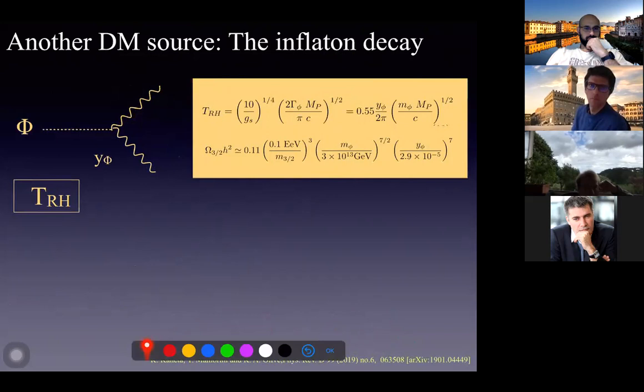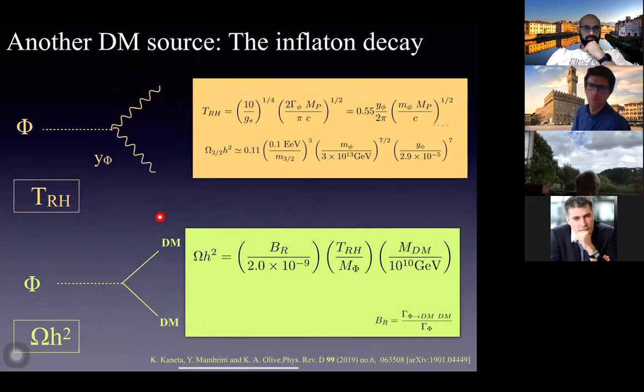If you want to refine a little bit more, you also have to add the production of dark matter through the inflaton decay, because the inflaton also produces dark matter, okay? So you have the possibility of decay into dark matter. So you also have a branching ratio which can appear here, and not only from the thermal bath.